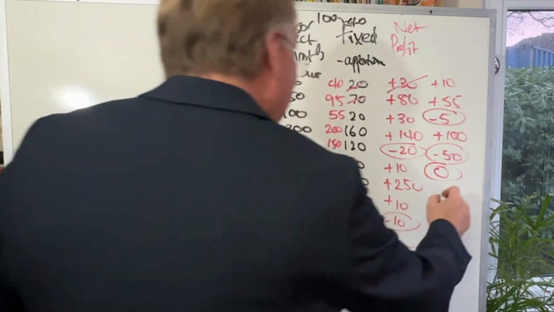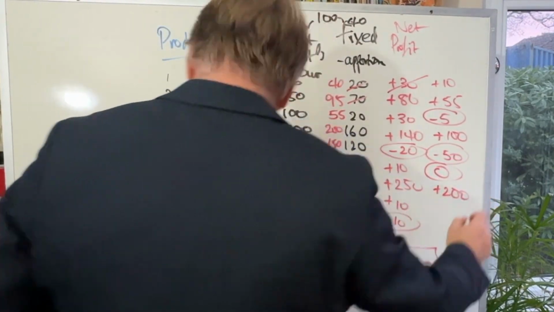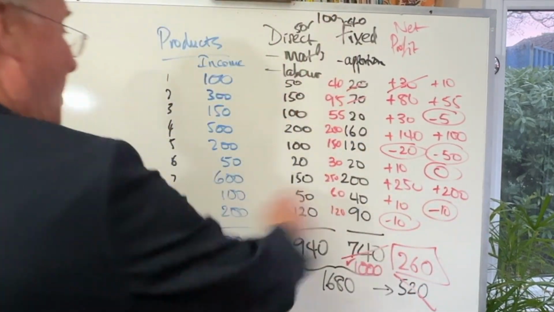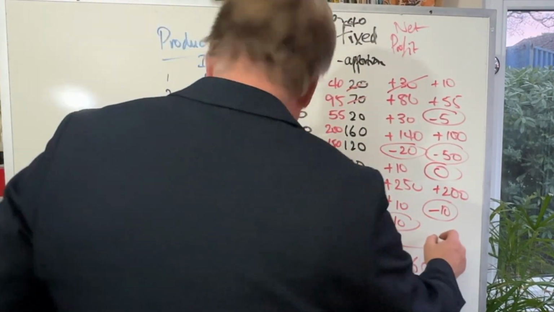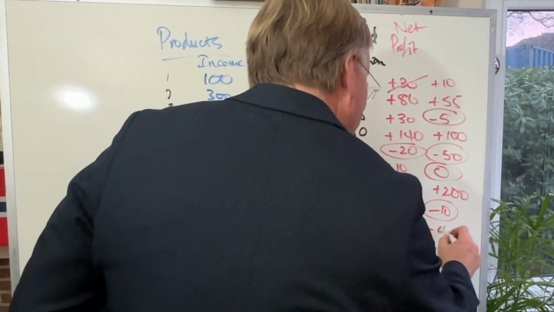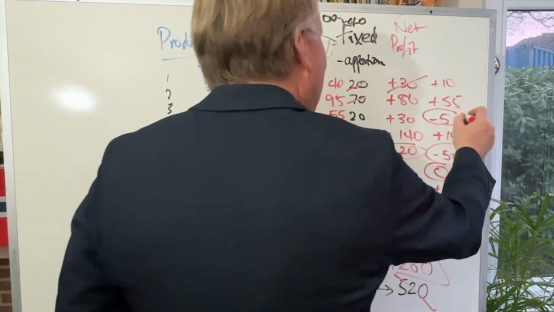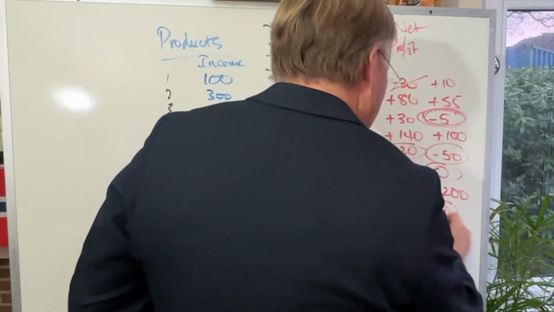Probably it's just breaking even. This one's still on plus 200, so that's great. This one's on minus 10. So that's now become loss-making. And this one's become worse. It was minus 10, it's now minus 40. So you can see we've discovered 2 more loss makers. We've discovered this one and we've discovered this one.